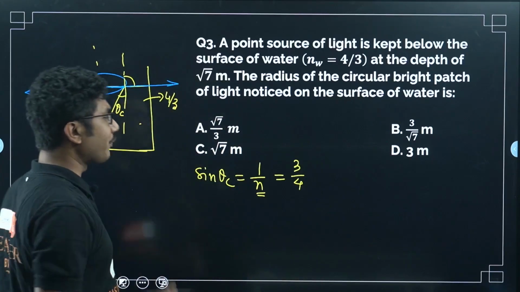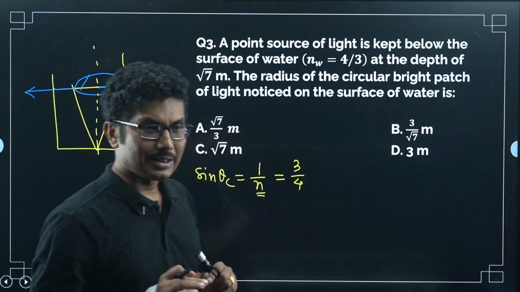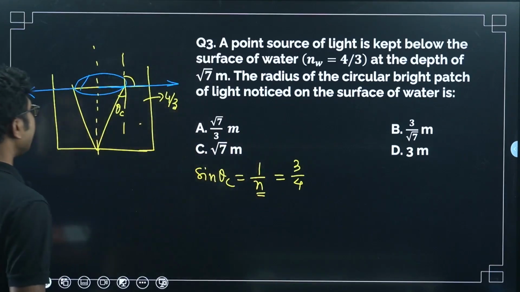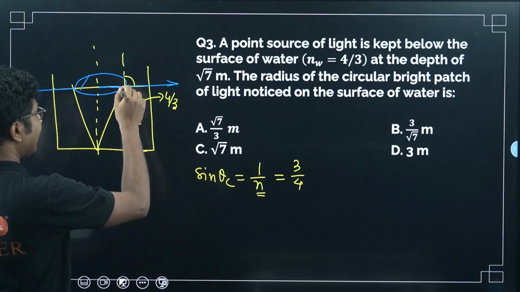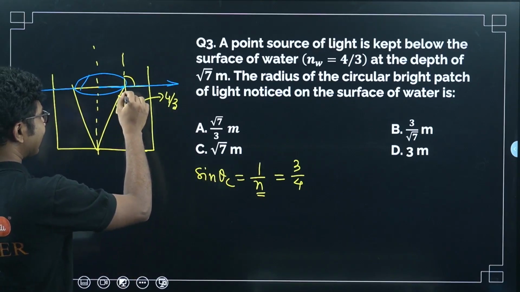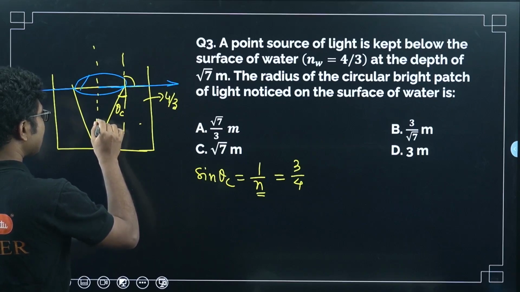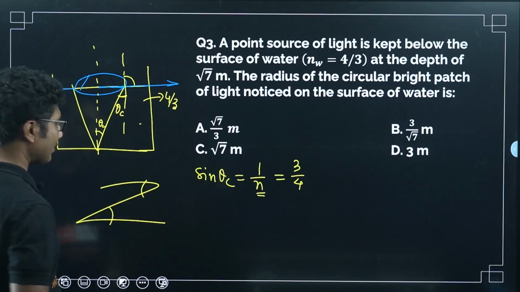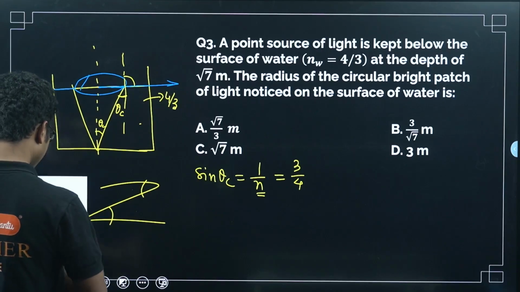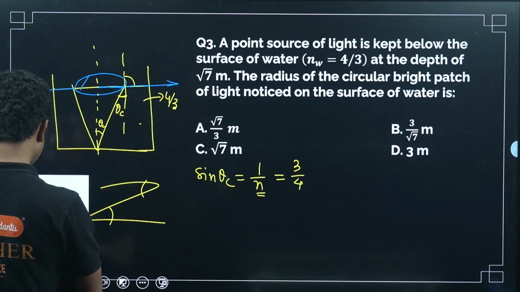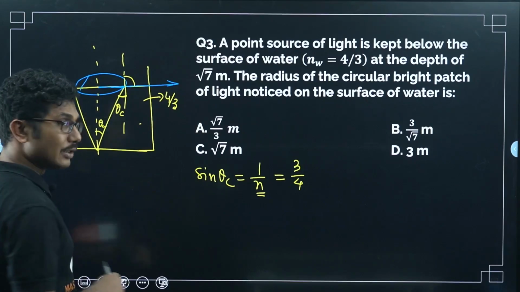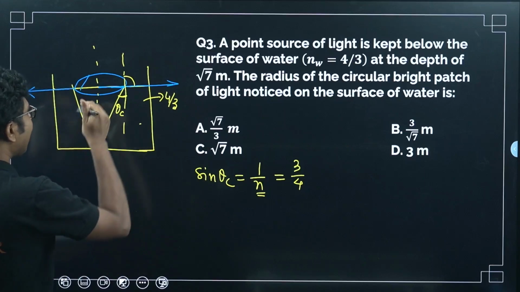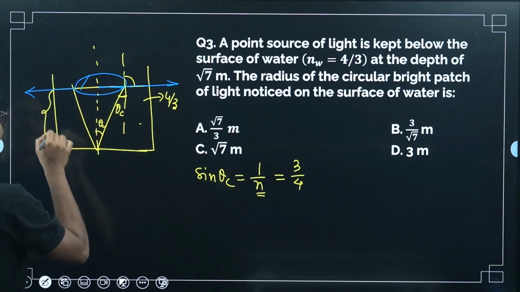Now we are not going to find theta c using this. Very clear, okay? We are not going to find theta c using this. What we will do is apply the corresponding angle. So if this angle is theta c, this angle will also be theta c, right? Whenever there is a Z, these two angles are equal, alternate angles in this case. So they are equal. Now if this angle is equal, the height or depth of the water is given as root 7.